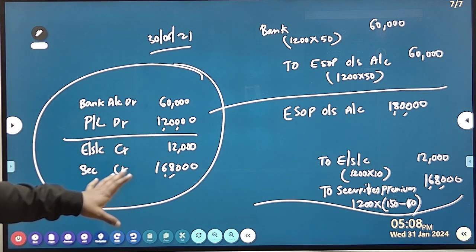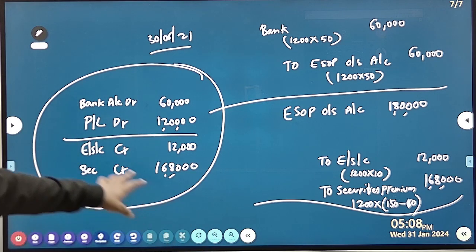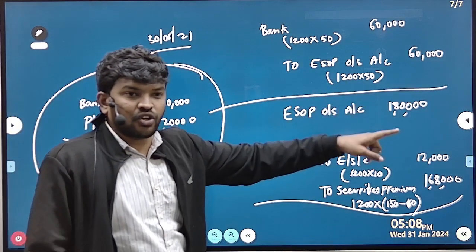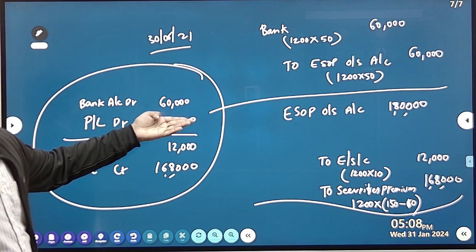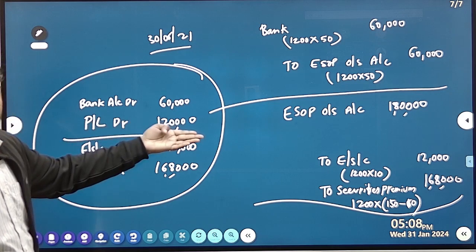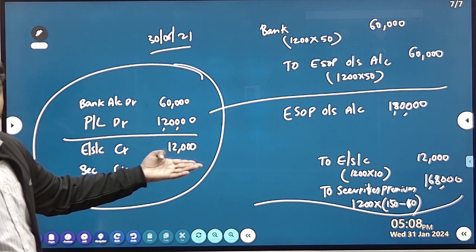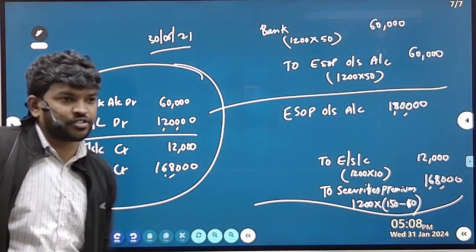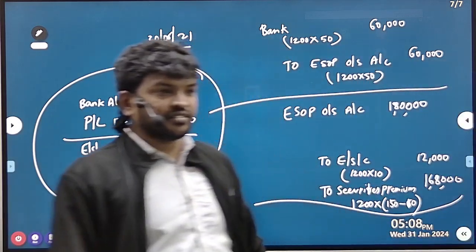Very complicated to understand, but if you follow the logic, it's very easy. Understood? This is the net effect. ESOP outstanding account gets 0. Bank account, you are receiving only how much amount? 50 rupees into 1,200 options. This is the total loss on 1,200 options. शेयर कैपिटल क्रेडिट कितना है? 1200 इंटू 10 रुपीज. सिक्योरिटीज प्रीमियम क्रेडिट कितना है? 1200 इंटू 140 रुपीज. क्लियर? Very complicated sum.